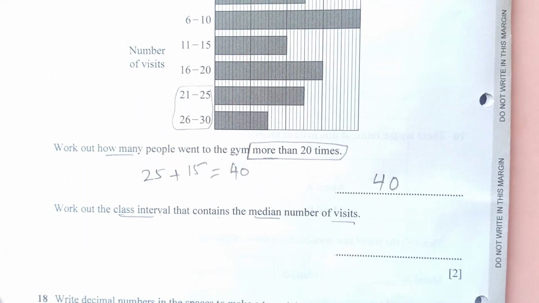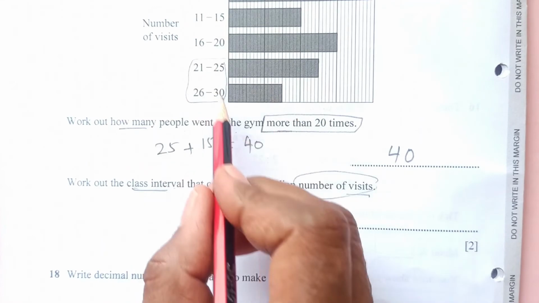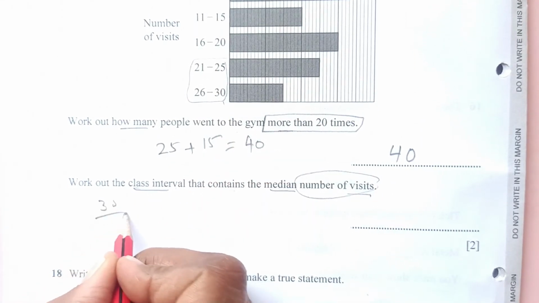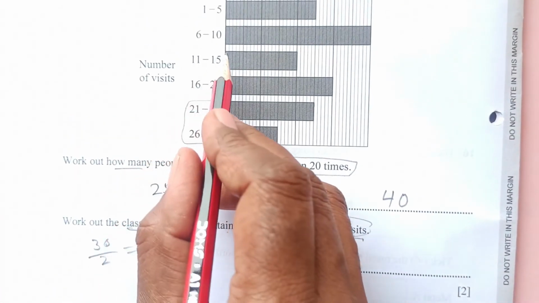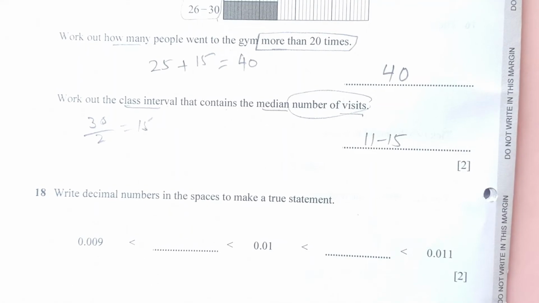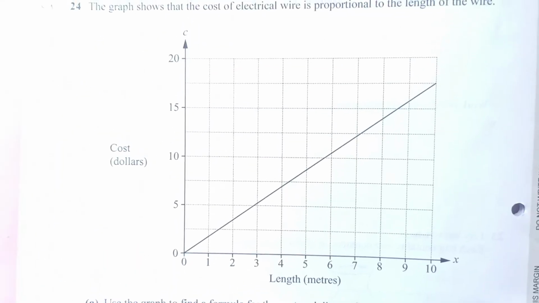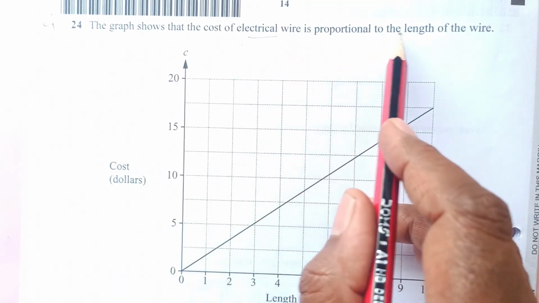So for this number of visits, we have a total of up to 30. Half of that is 15. And where is 15 coming? 15 is here in this interval, so it will be 11 to 15.